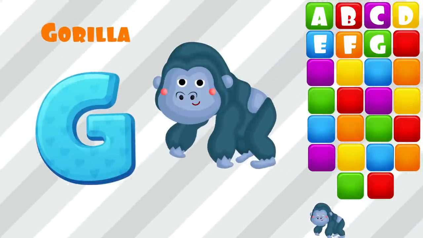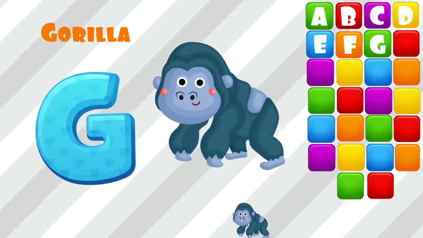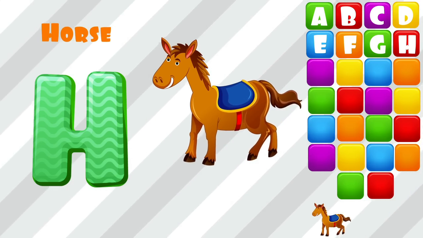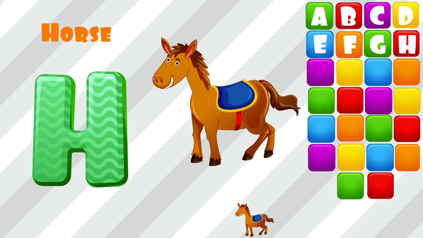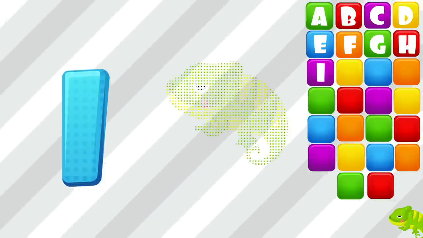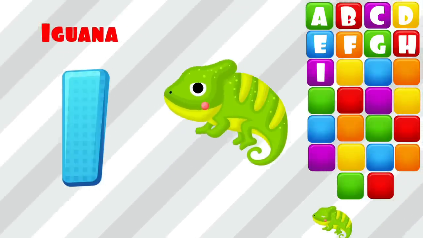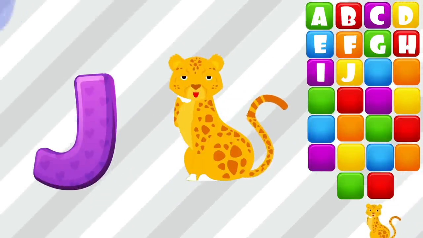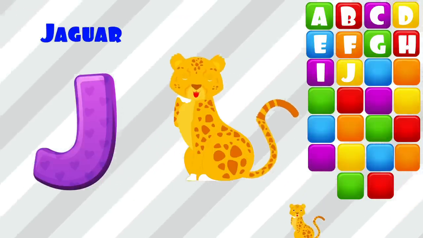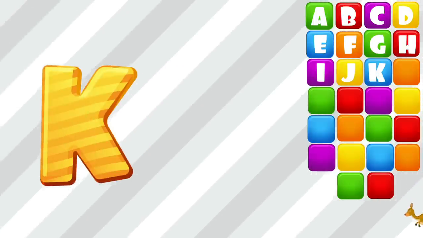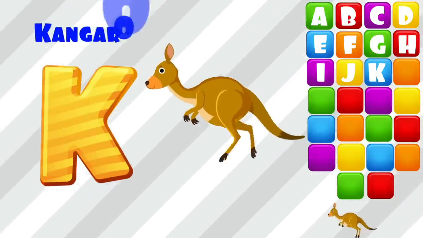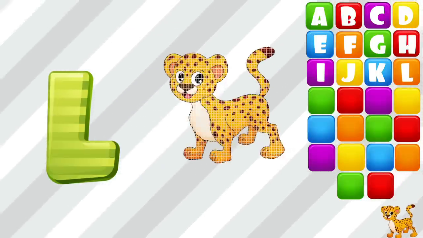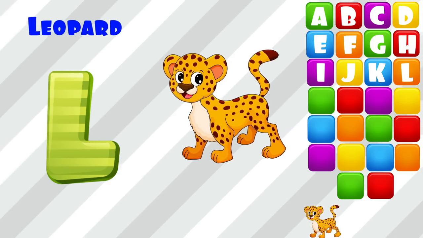G is for gorilla. H is for horse. Iguana. J is for jaguar. K is for kangaroo. L is for leopard.